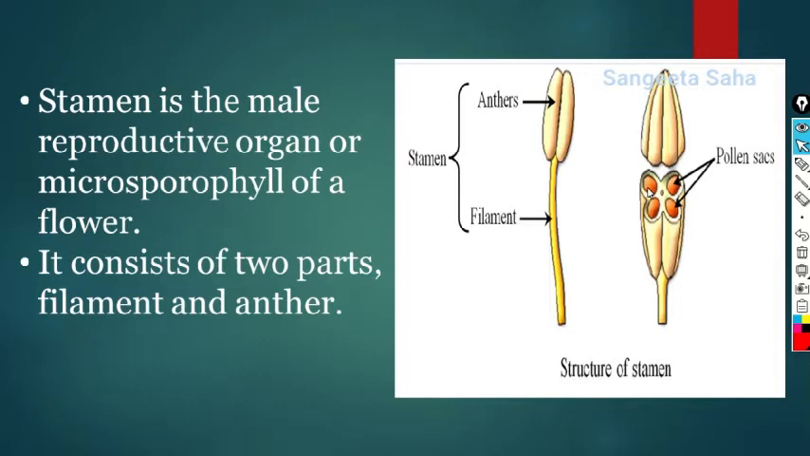The stamen. Stamen is the male reproductive organ of the flower. The stamen has two parts. One is the anther, and the stalk-like structure is the filament. In between, this line is the connective. This is actually the sterile part of the stamen, which does not play any role in the process of reproduction. Only the anther, the pollen producing region, plays an important role in the reproduction process.